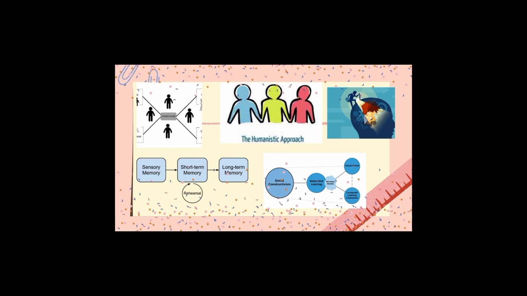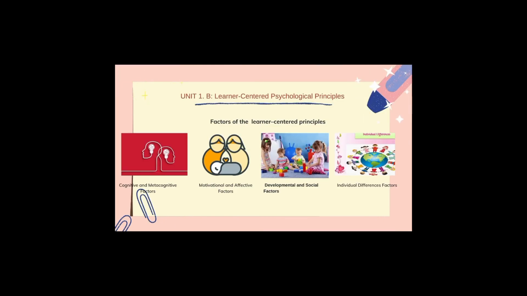Unit 1B. Learner-centered psychological principles. We've learned about the 14 learner-centered principles, and it has different factors. This includes the cognitive and metacognitive factors, motivational and affective factors, developmental and social factors, and individual differences factors.